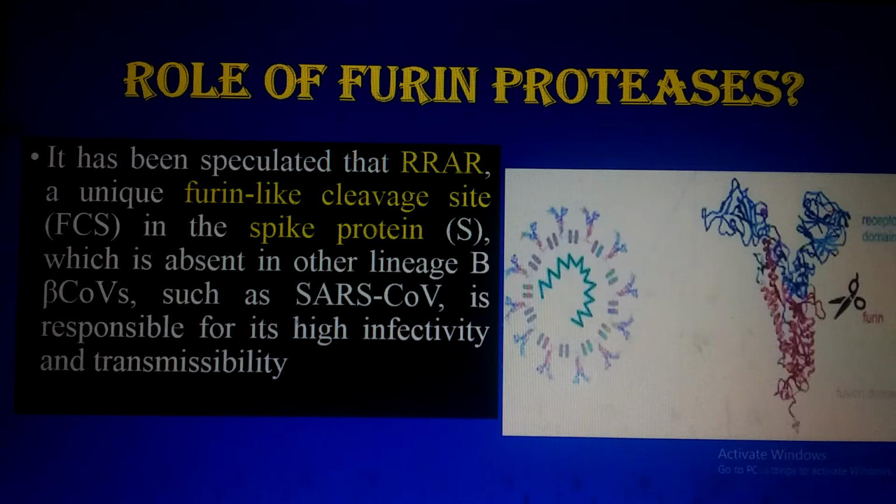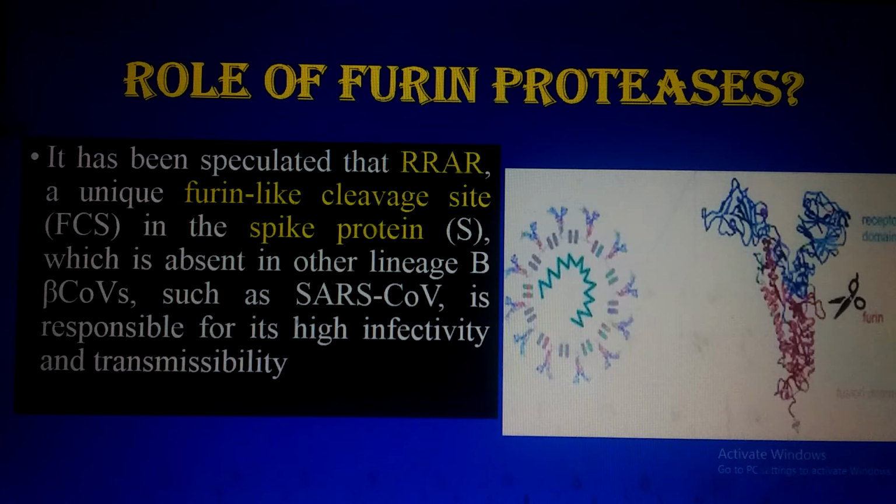A unique furin-like cleavage site, FCS, in the spike protein, is absent in other lineages of the beta coronavirus, such as the SARS coronavirus, which was first discovered in 2003 in China. That cleavage site is absent in the SARS coronavirus, but it is present in the SARS coronavirus 2 family. It is responsible for its high infectivity and transmissibility. Is it clear?